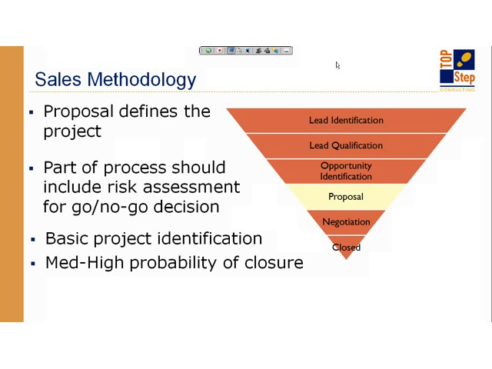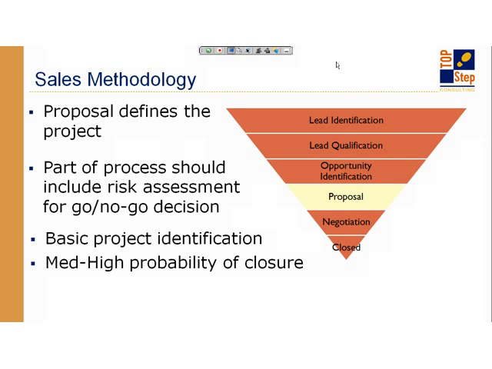So a robust risk assessment during the proposal process helps both the services team identify potential risk areas for delivering the project, as well as the sales team identifying risks that could potentially hinder the closure of the deal. Do you have the sponsor identified correctly in the organization, and so forth. So there's basic project identification from the proposal.